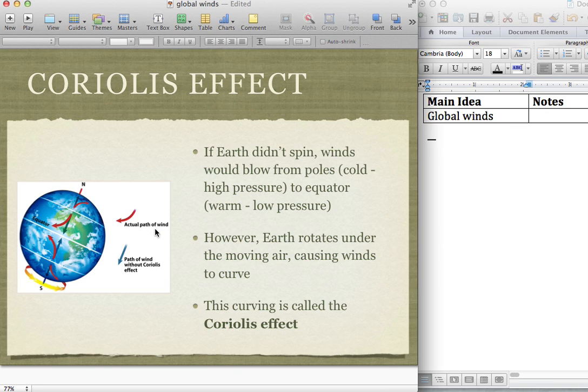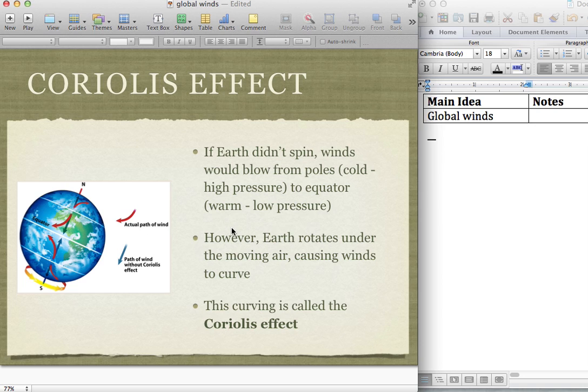However, it doesn't go quite that simply. If the Earth didn't spin, winds would just blow straight from the poles, cold, high pressure, to the equator, warm, low pressure. So if the Earth was just sitting still, but the sun was still shining on it, you would have steady winds blowing from the poles to the equator. You would have high pressure here, low pressure here, and you would get one big convection current going all the way from the pole to the equator and back.